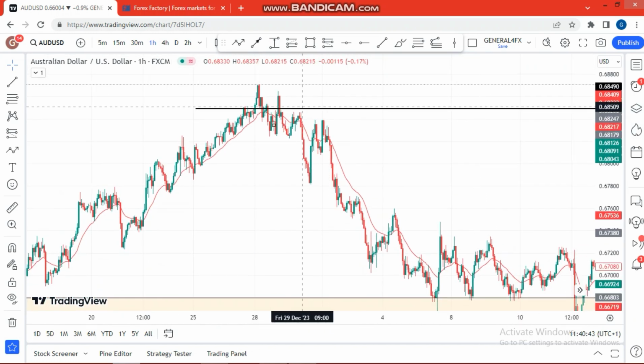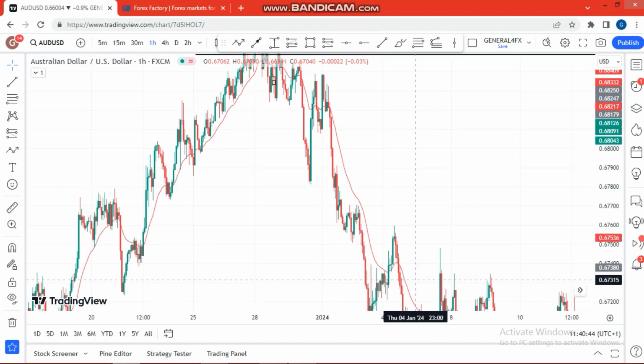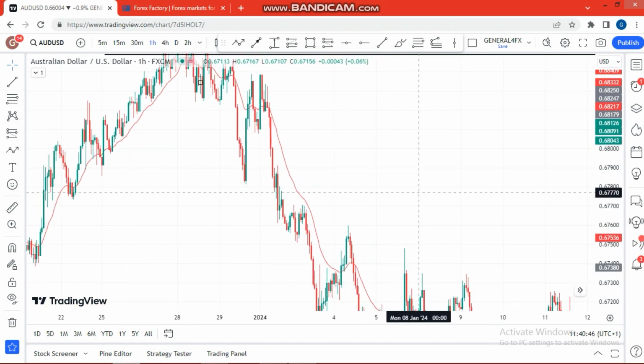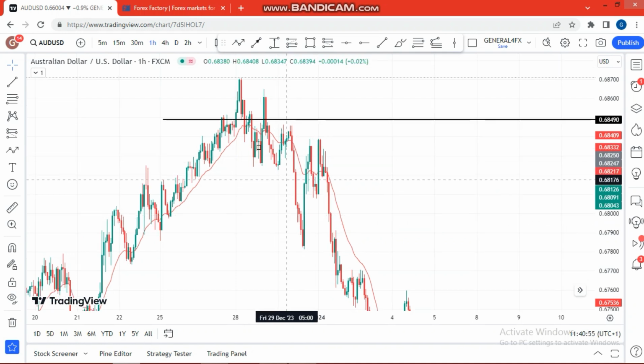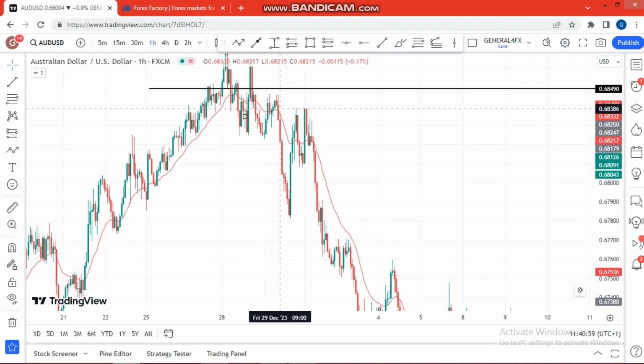Now price came down to this area. Let me zoom in so you can see. All right, in this area right here, price pushed down to this area, pushed down to this area, and price created an imbalance, a lot of imbalance in this area. So I was actually waiting for price to come back to this order block right here.